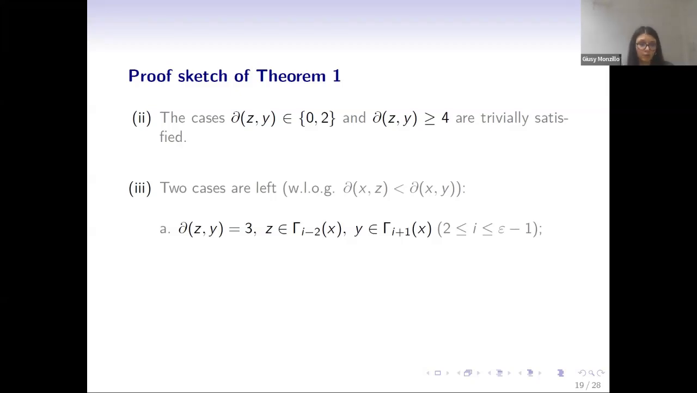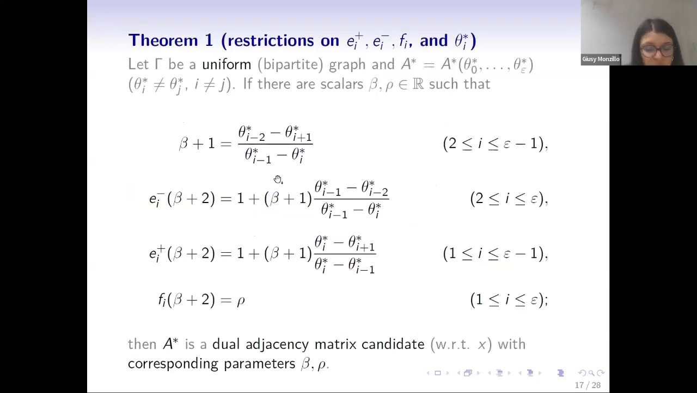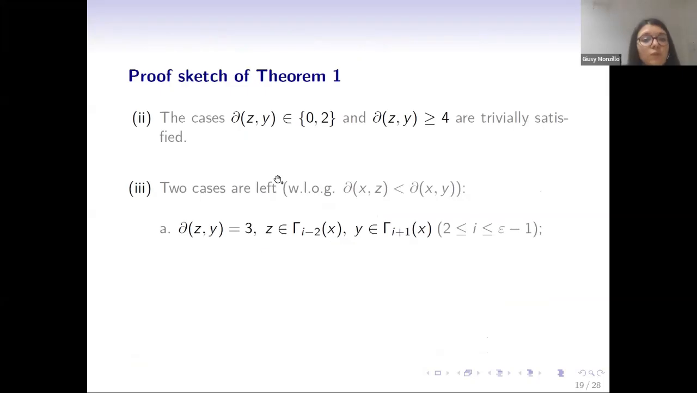This is what we do. We separately study the special case of distance 3, for Z at distance i minus 2 from x and Y at distance i plus 1 from x. I won't say much about this, except that here we use the expression that we have for beta plus 1 to get to what we want. Fine, so we prove this and this is equal to 0.